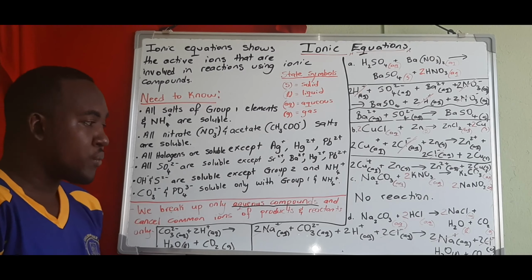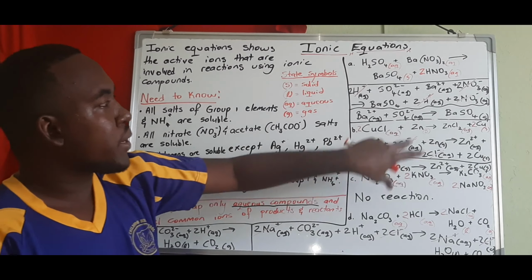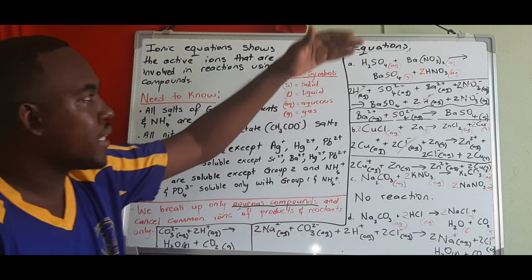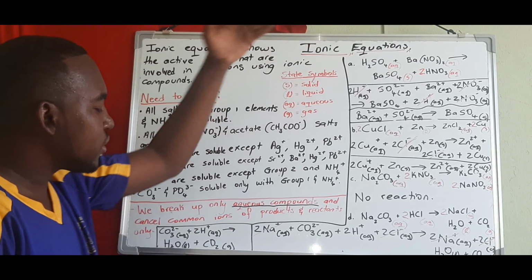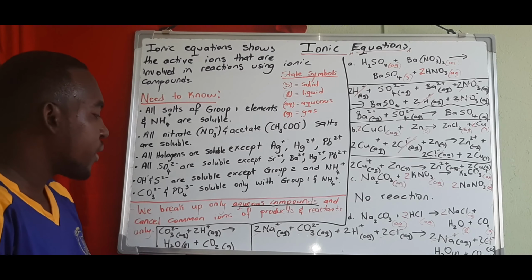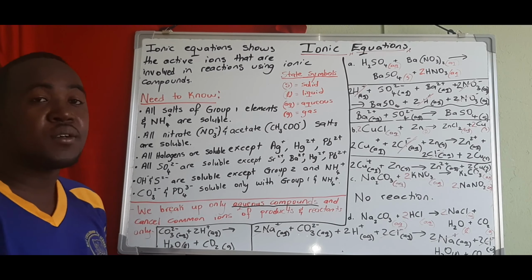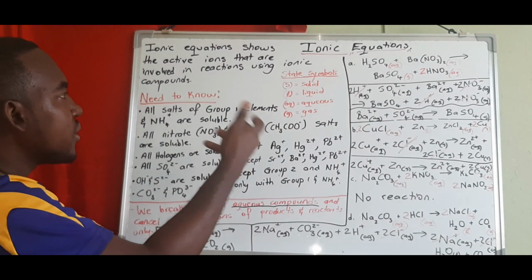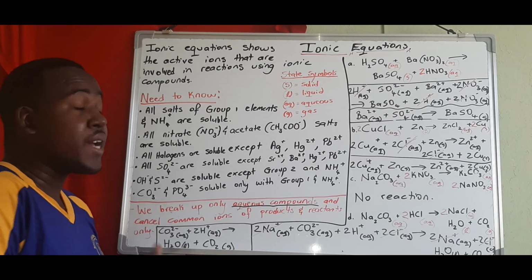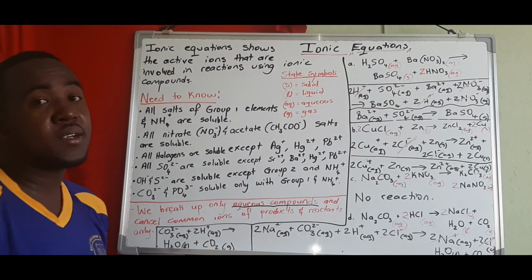All right, so we don't need to worry about balancing the ionic equations, because we already balanced the initial equation, so when we get our ionic equation, it's also going to be balanced as well. So that's how we get our ionic equations from any chemical equation with ionic compounds. Remember, ionic equations only work for ionic compounds.